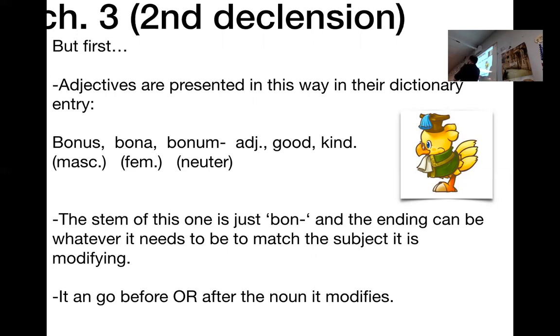And then we're given the neuter version. That's all that's going on with that dictionary entry, so just be aware of that. Adjectives, their ending basically needs to be identical to that of the noun they are modifying.